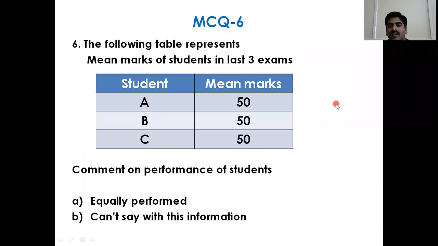Next, question 6. The following table represents mean marks of students in last 3 exams. Student A, mean marks 50. Student B, mean marks 50. Student C, mean marks 50. Comment on performance among the 3 students. Option A, equally performed, and option B, cannot say with this information.